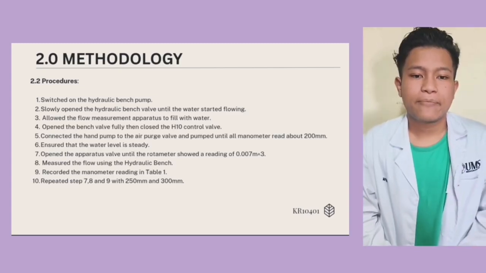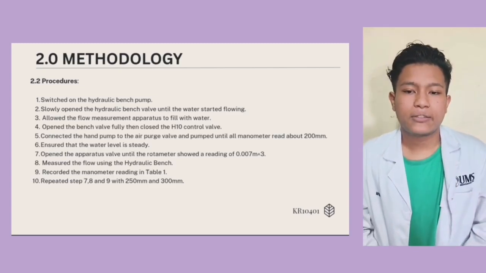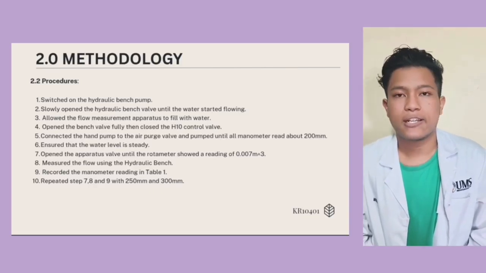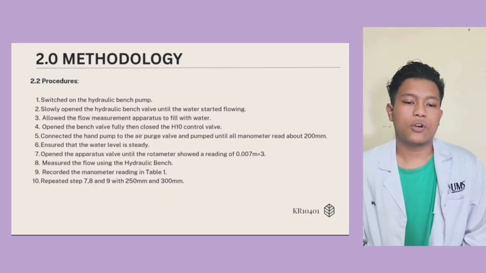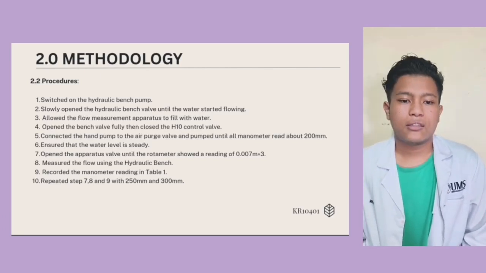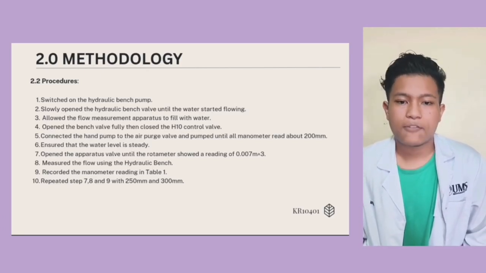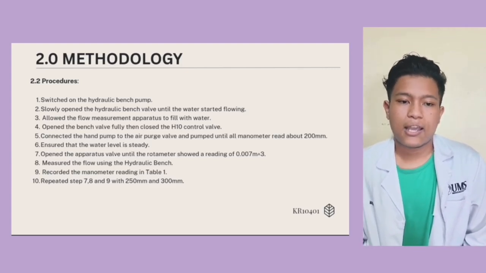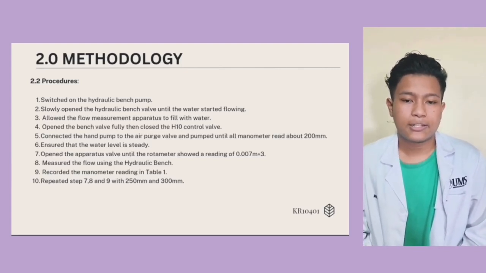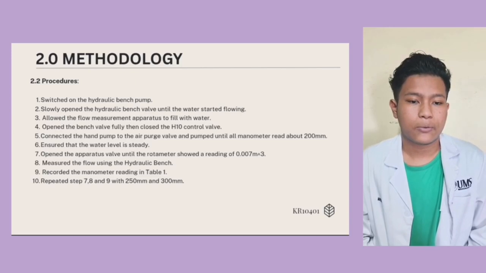Moving to the results from the experiment, we obtained three sets of data, each with a different diffusional head. Table 1 shows results for 200 mm, Table 2 for 250 mm, and Table 3 for 300 mm diffusional head. The first graph shows the relationship between static head and distance. As we can see, the static head gradually decreases with distance, especially through the narrower section of the tube.